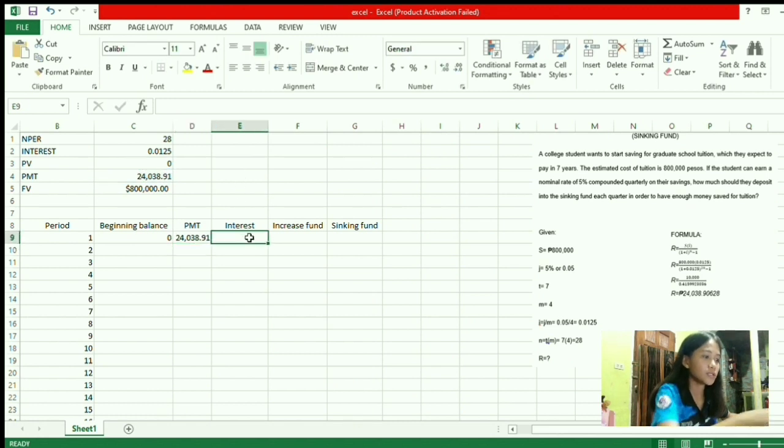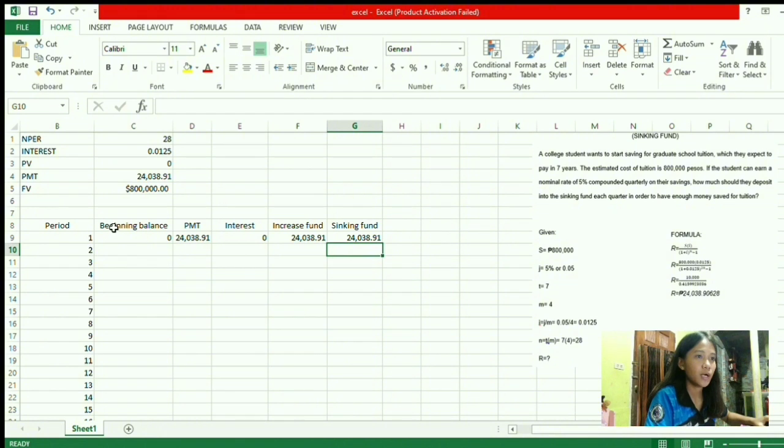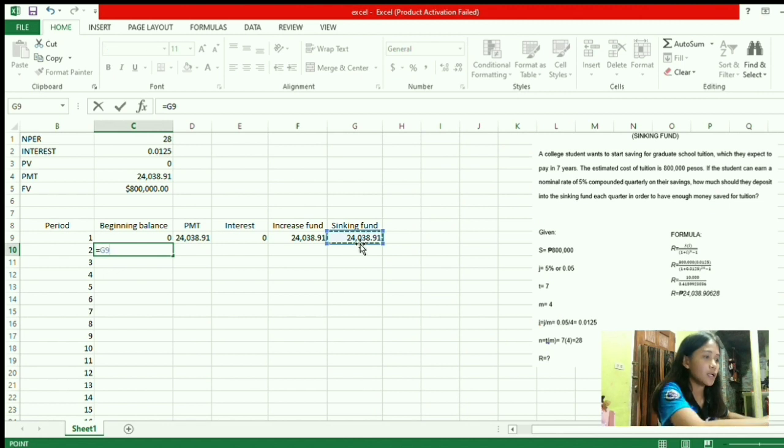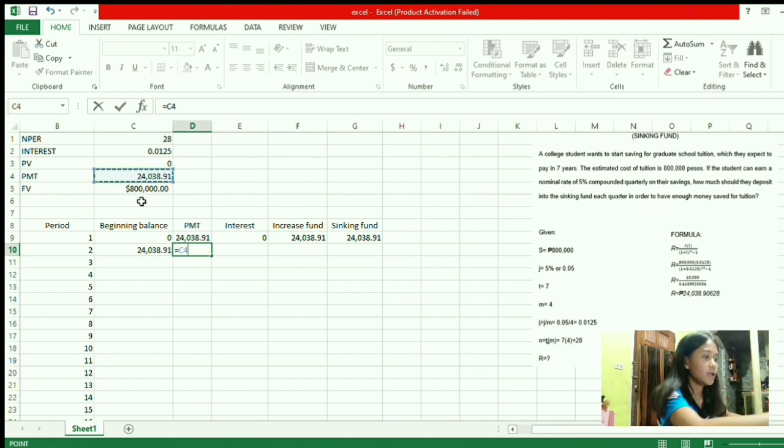To get the interest, our interest here is 0. Then our increase in fund is equal sign and then the PMT again. And our sinking fund is equal sign and the PMT again. So our beginning balance for the second period is the sinking fund of the first period. So click equal sign and then click this and then enter.